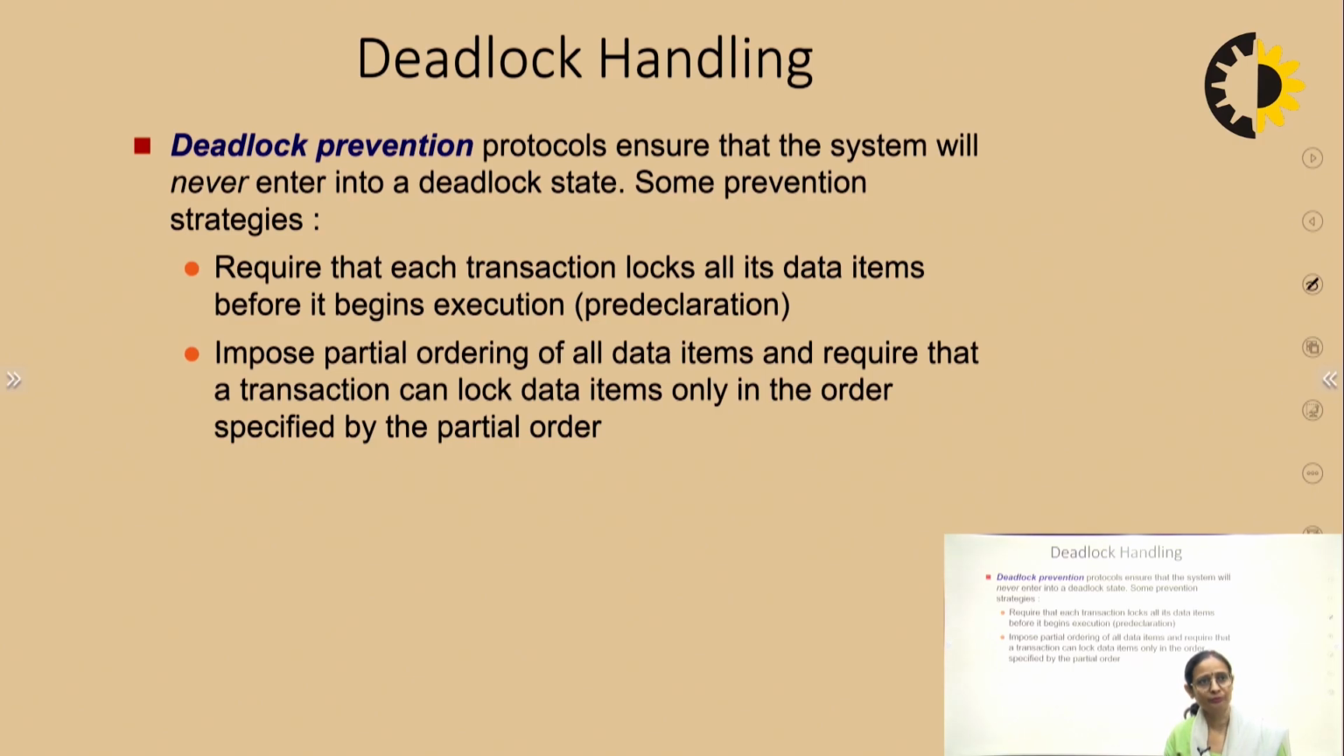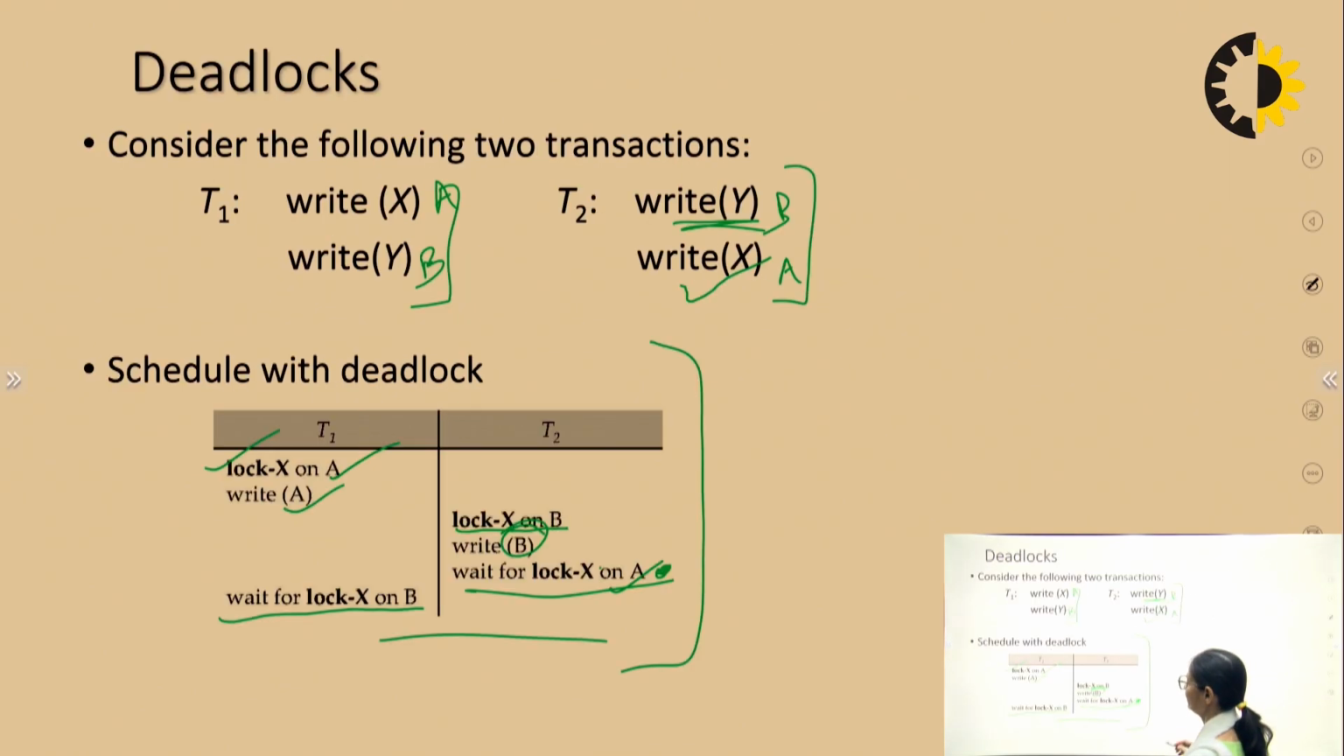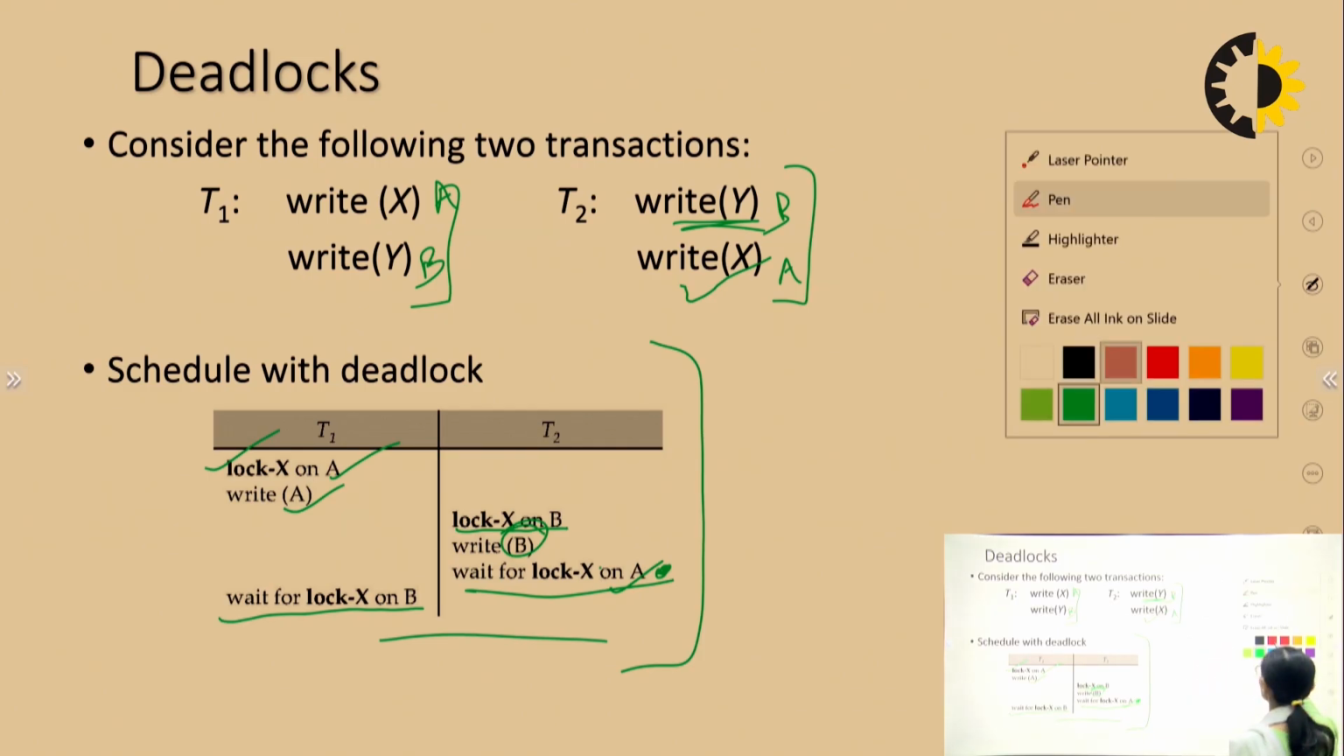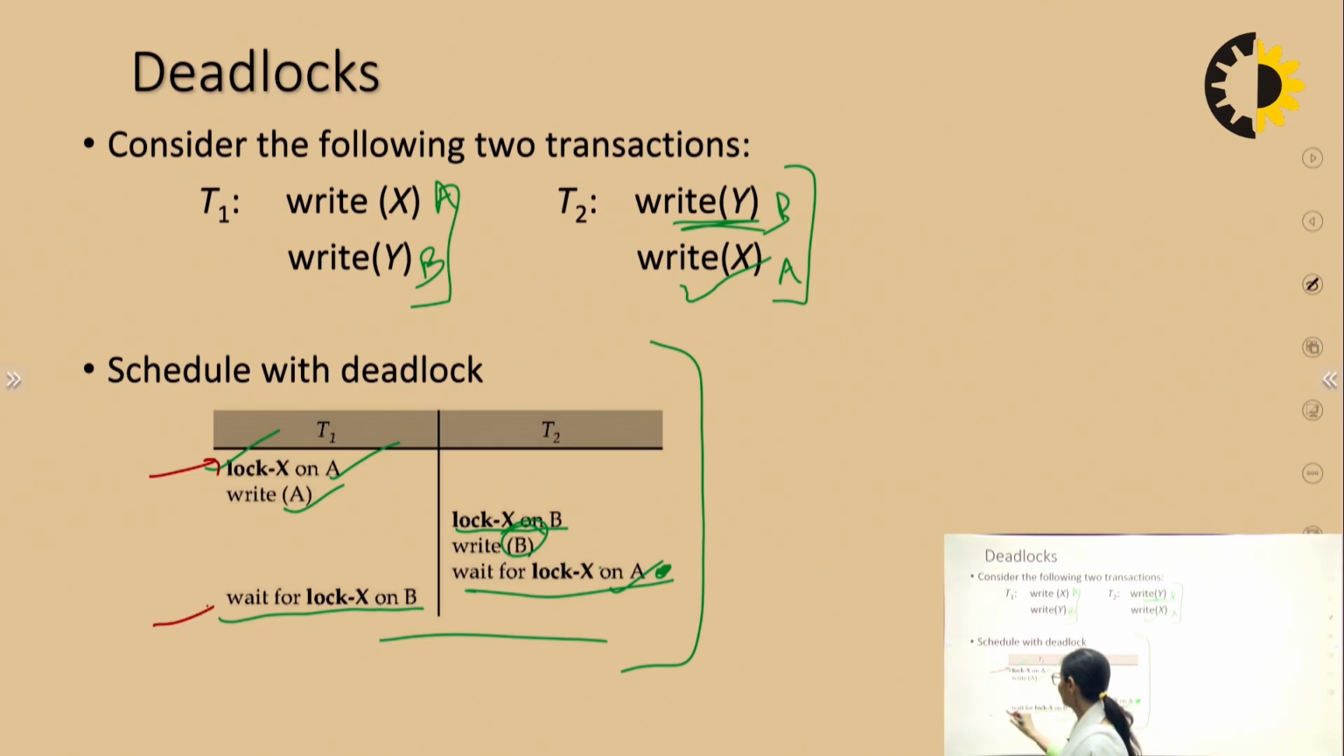So how can we prevent the deadlock? Require that each transaction locks all its data items before it begins its execution. So pre-declaration needs to be done here. Whatever data items I'm using, I need to pre-declare. As in this case, we were acquiring the locks at different stages. Pre-declaration says to acquire the locks at the early initial state. That is, here after lock X on A, exclusive lock X on B also.